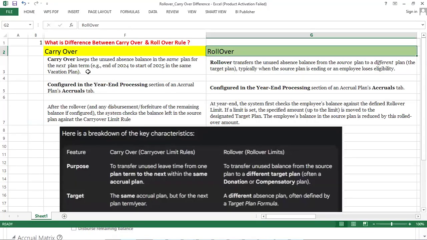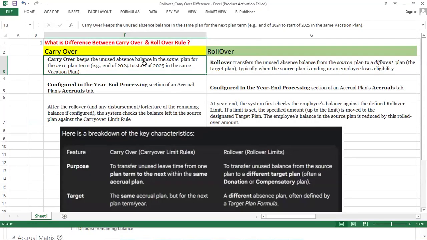When we talk about carryover, it keeps the unused options balance in the same plan for the next plan term. If an employee is eligible for an annual vacation plan, whatever balance is left after the leaves the employee has utilized will be transferred to the next year for the same plan, the next plan term. For example, at the end of 2024, whatever balance is there will be moved to 2025 for the same plan.